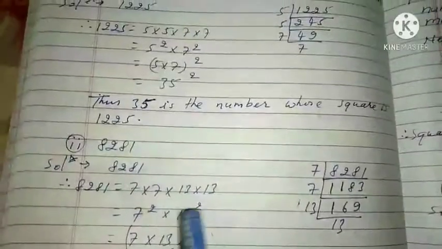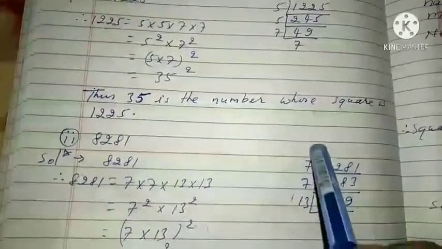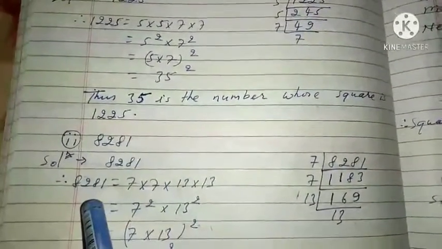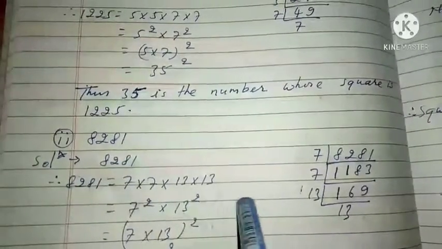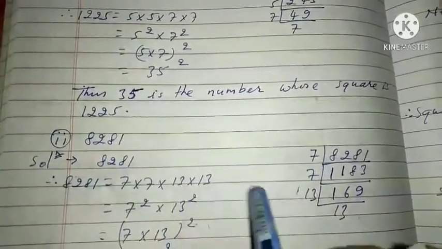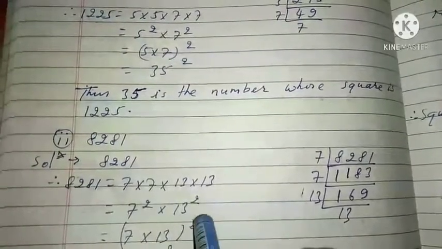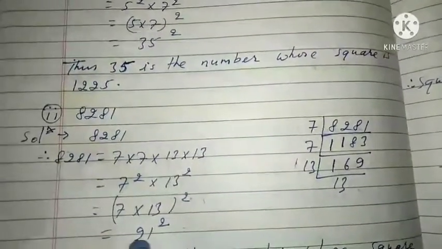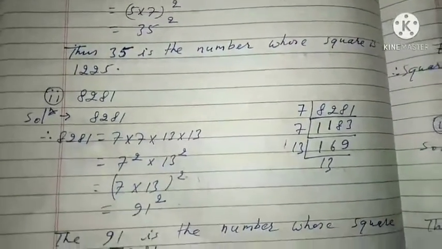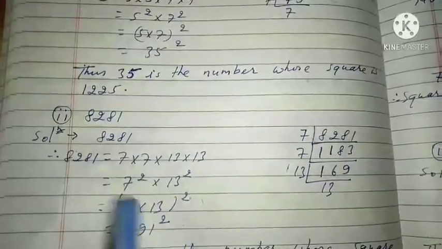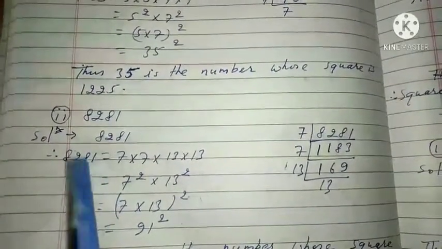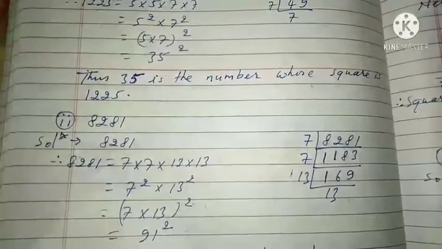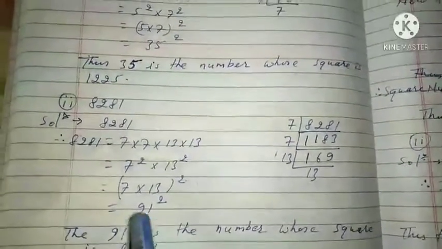Okay. Next question is 8281. Similarly, we'll do the factorization. On doing the factorization, we get these factors of 8281. So 8281 can be written as the product of its factors as 7 into 7 into 13 into 13, equal to 7 square into 13 square, and that gives (7 into 13) power 2, equal to 91 square. Thus we can say that when 91 is multiplied by itself, it gives 8281. It means 8281 is a perfect square number, and 91 is the number whose square is 8281. Understood?